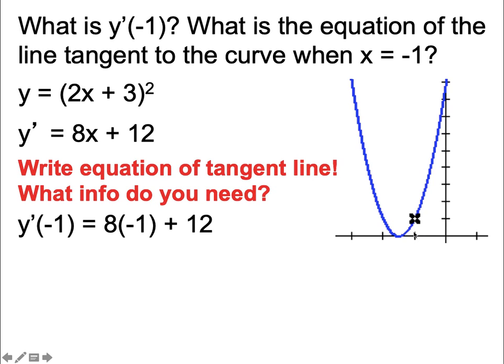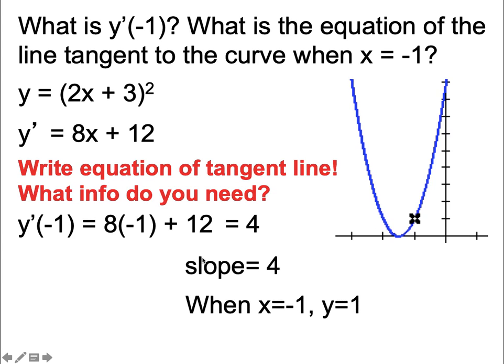So the first thing I'm going to go find is the slope. And when I say slope, I'm thinking derivative. So taking my derivative here, plugging in -1, 8 times -1 plus 12 is 4. So I know my slope is 4. Now I need a point. When x is -1, if I put -1 back into the function, 2 times -1 is -2, plus 3 is 1, 1 squared is 1, so our y is 1.